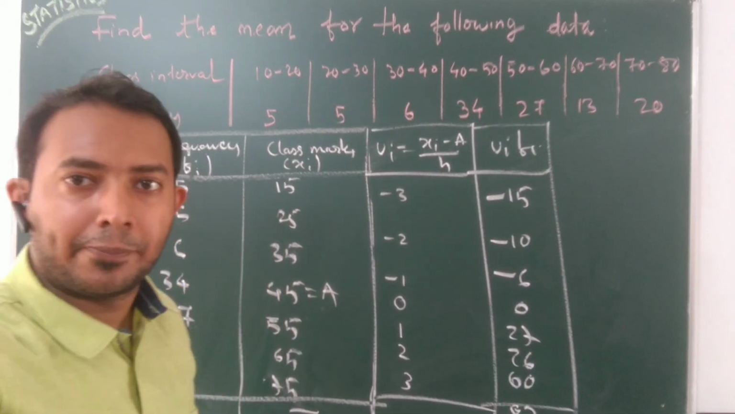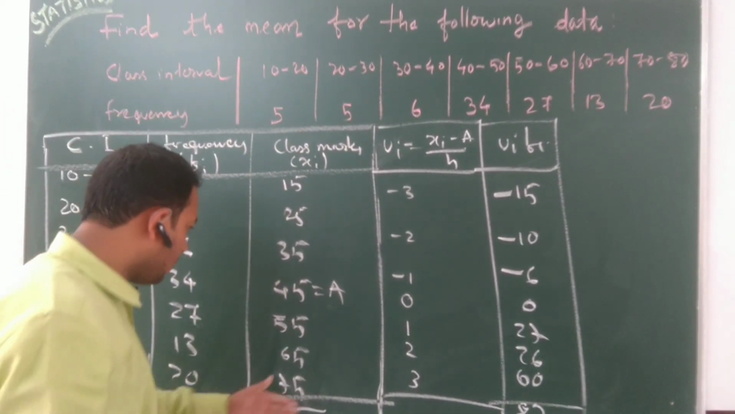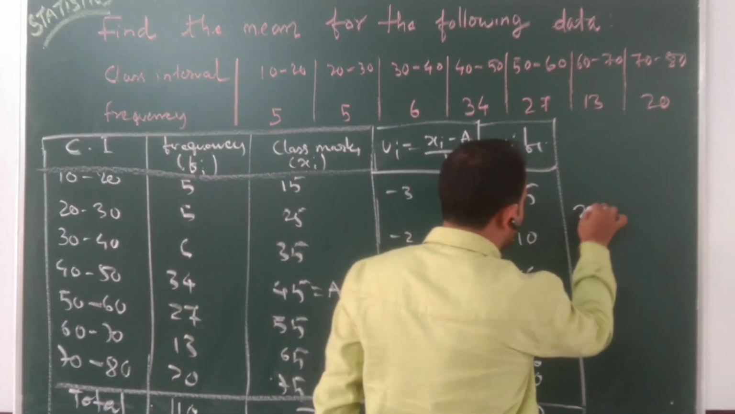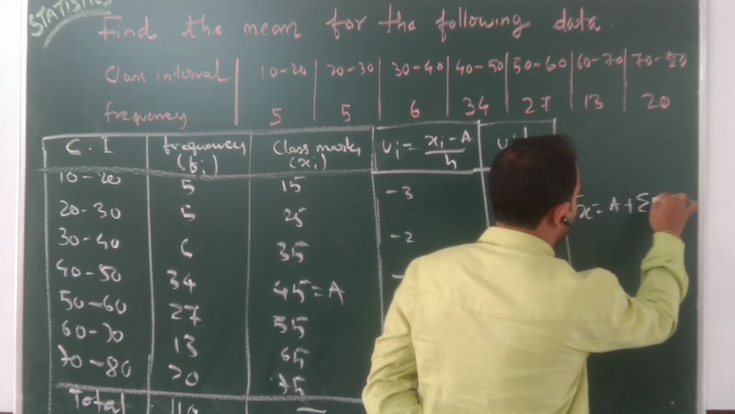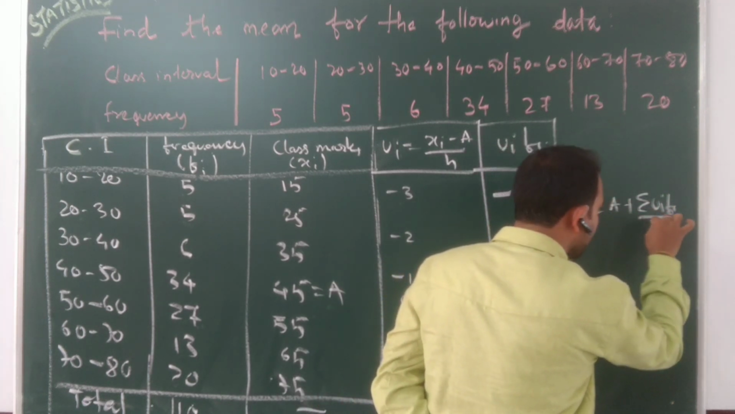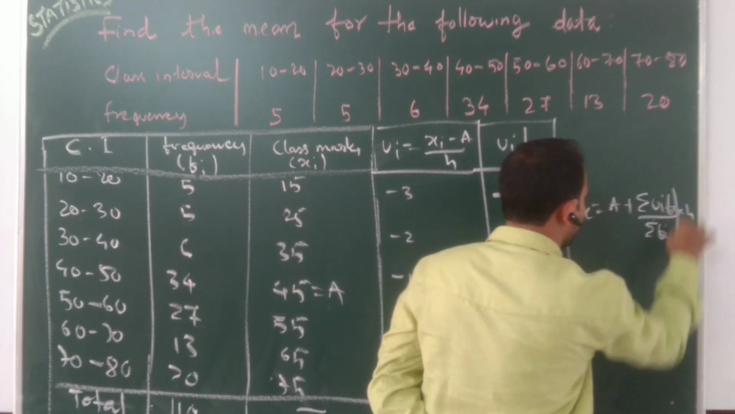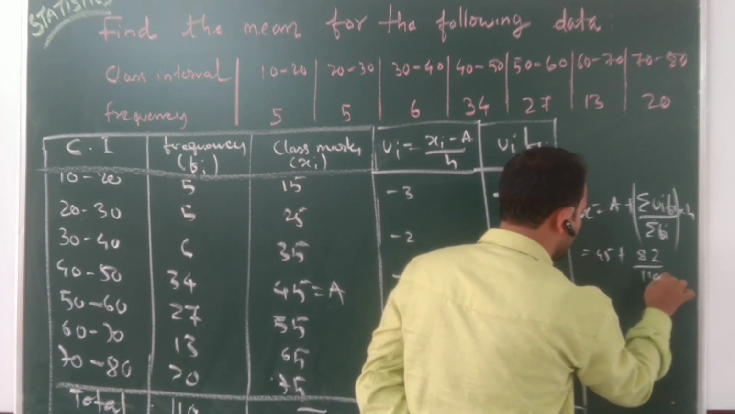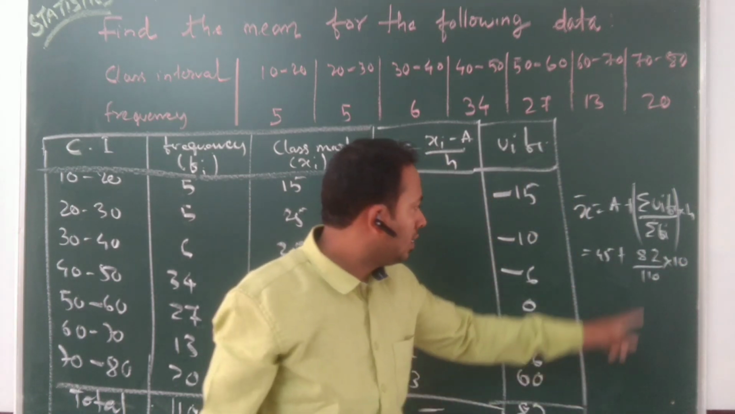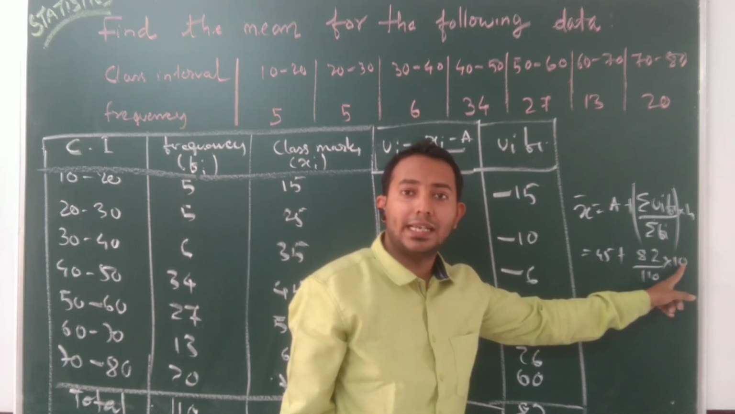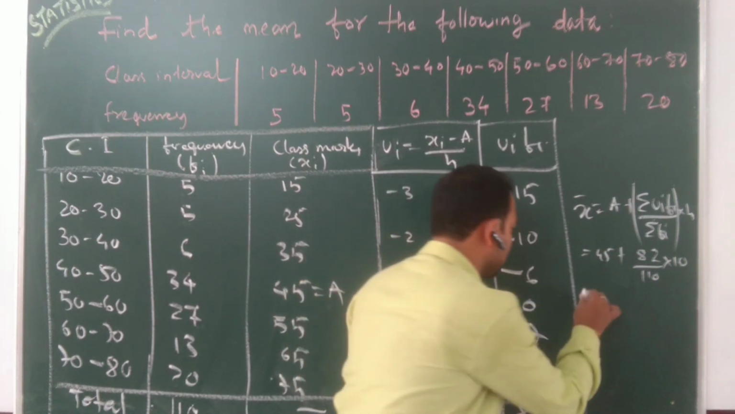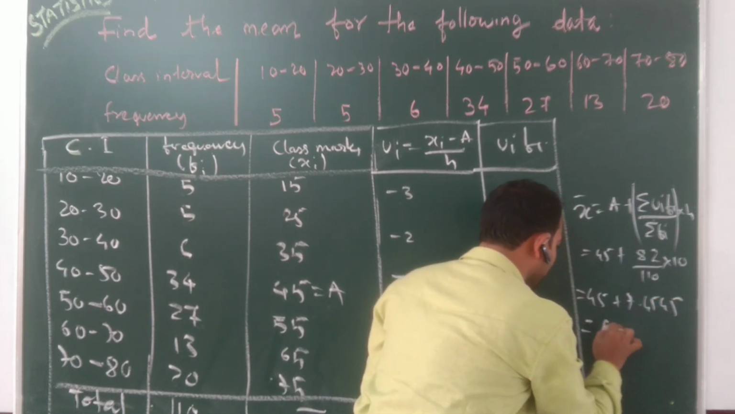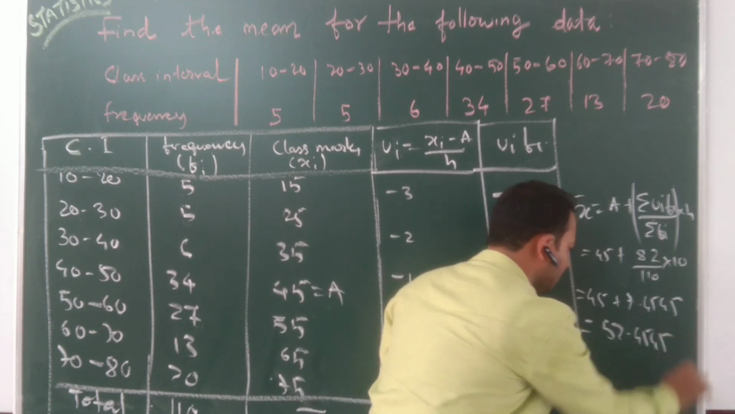We'll get 82. Okay. Now what formula? Do we need this one? No, we don't need this. Summation ui. Now the formula is a plus summation ui fi by summation fi into h. Now substitute the values: 45 plus 82 by 110 into 10, that is 820, again the same as in the assumed mean method, and that means we get here 7.45, and if you add 45, it is 52.45.